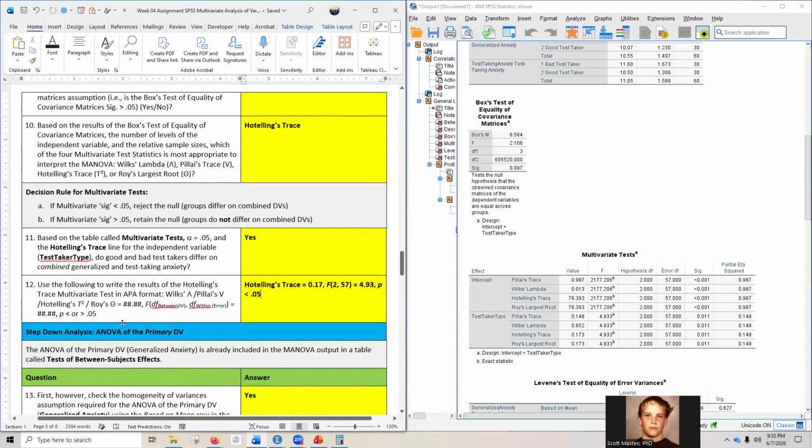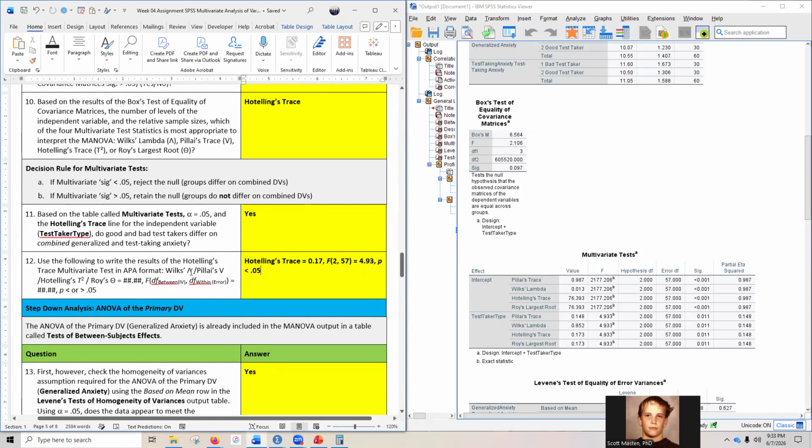All right, so good and bad test takers differ on combined generalized and test taking anxiety. But remember, the hypothesis here is that really the big difference between good and bad test takers is their general anxiety, not their test specific anxiety, right? So in this case, we're going to do a step-down analysis where we first look at whether they differ on generalized anxiety, and then second, we'll see if they differ on test-specific anxiety after adjusting, like ANCOVA, basically. If we adjust for differences in their generalized anxiety, we take that out. Do they still differ on test-specific anxiety? That's how we test this researcher's hypothesis.